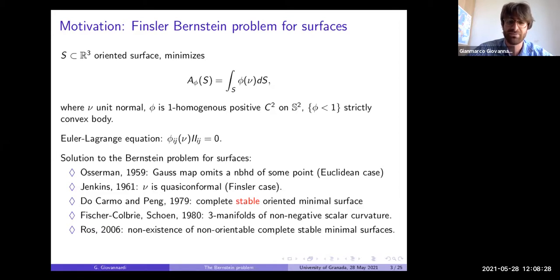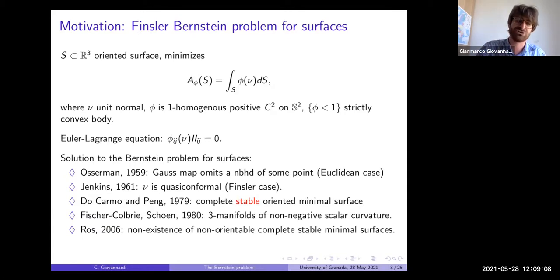So the Bernstein problem for surfaces is a little bit different, because when you have a graph that is a solution of the minimal surface equation, by the convexity of the area functional, you have that this is a minimizer. But when you consider a surface, this is not true. And so Osserman in 1959, in the Euclidean case, showed that if the Gauss map omits a neighborhood of some point, then you can give a positive answer to the Bernstein problem.